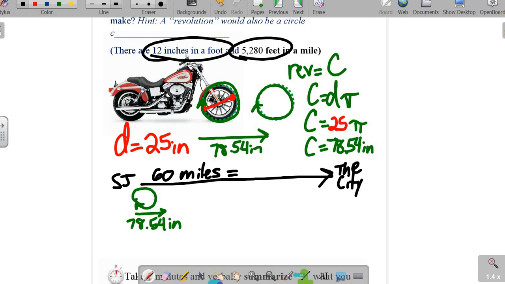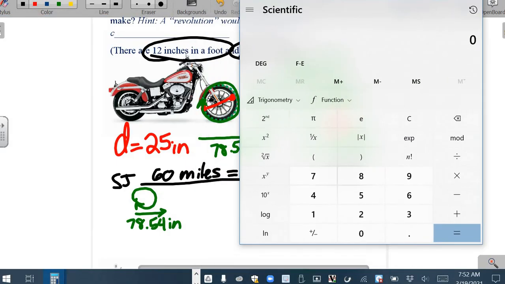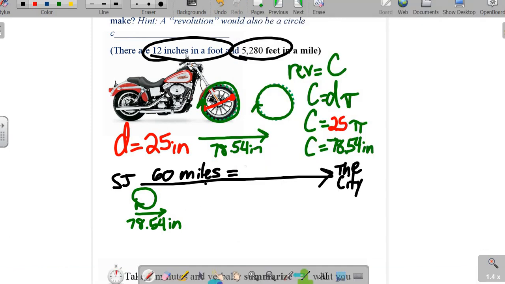So let's start with this. We're going to go, first we start with the fact that we have 60 miles. Within those 60 miles, we have times 5,280 feet. So 316,800, that's feet. So 60 miles equals 316,800 feet.